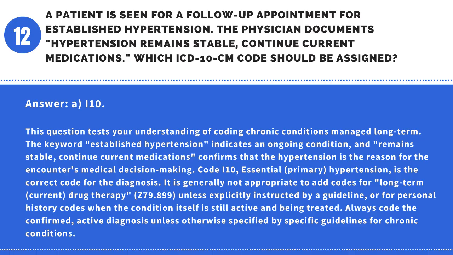It is generally not appropriate to add codes for long-term current drug therapy, Z79.899, unless explicitly instructed by a guideline, or for personal history codes when the condition itself is still active and being treated. Always code the confirmed active diagnosis unless otherwise specified by specific guidelines for chronic conditions.